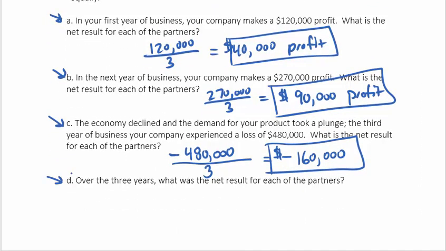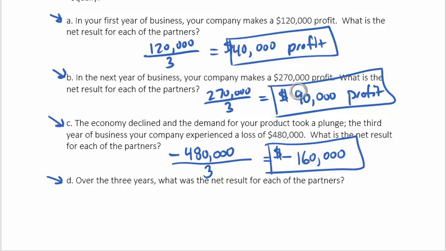Over 3 years, what is the net result for each partner? So we need to now look at the overall business and see where each partner stands. Well, each partner is going to have the same outcome that I did or that you did when you're thinking about yourself in this partnership. So what we did is we first made $40,000, made $90,000, but then we lost $160,000. So we need to kind of figure out what happened overall. I think the first thing we want to do is add these two together.